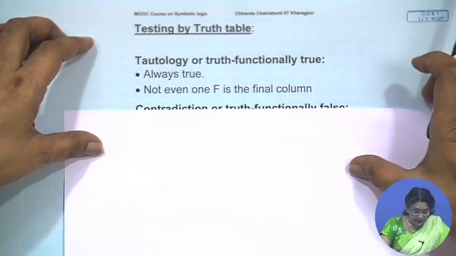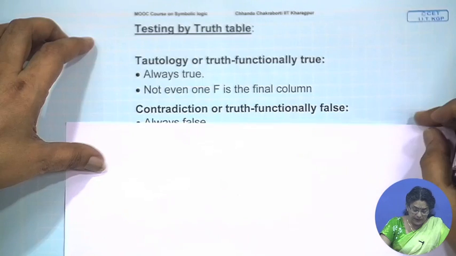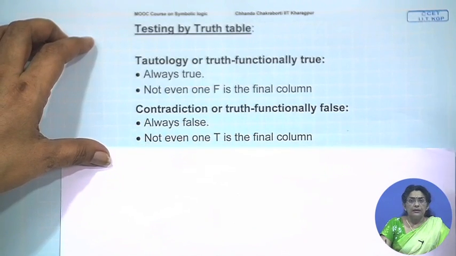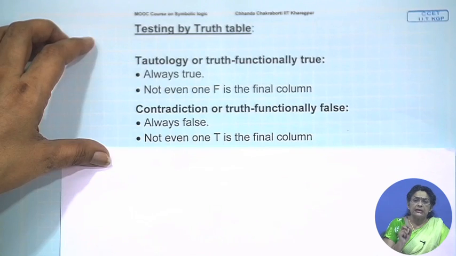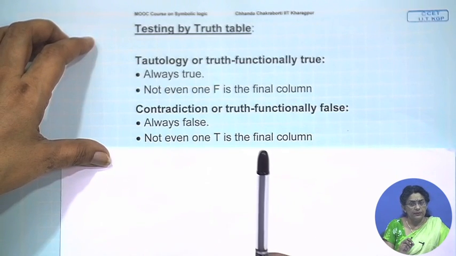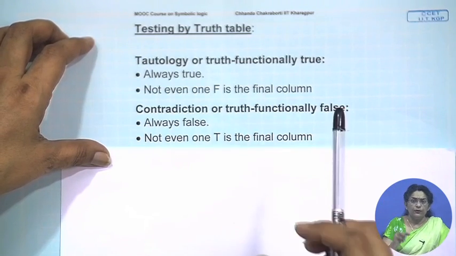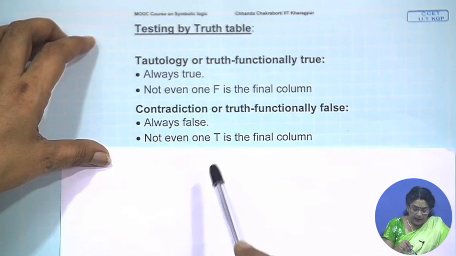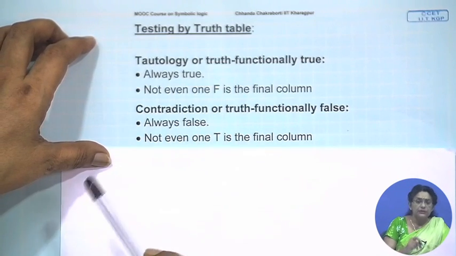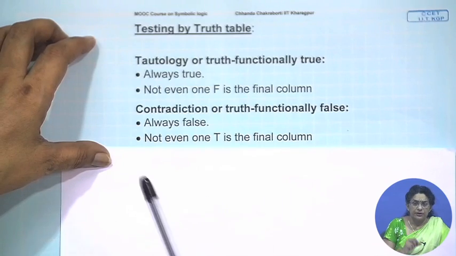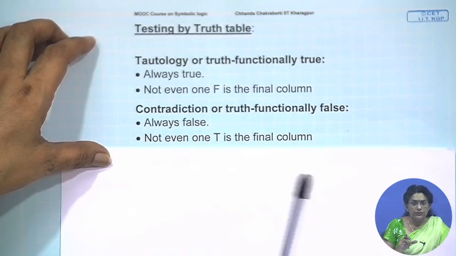All right. Similarly, for contradiction, if you look at the final column of the truth table, you will not even find a single T in that final column. It will be throughout false and only false. When that happens, your truth table is telling you that what you are dealing with is a contradiction, or a truth functionally false proposition.